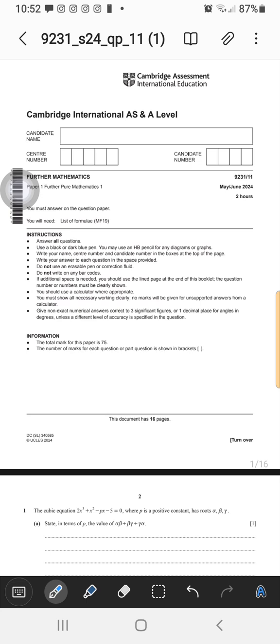Assalamu alaikum. In today's video, we are going to solve a yearly past paper of Further Mathematics Pure 1, May June 2024, Paper 1, Variant 1. So, we are starting with the first question.